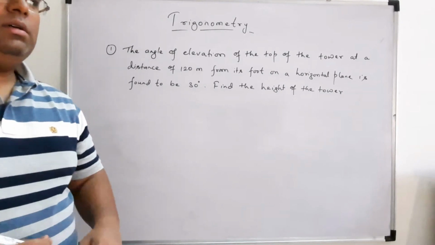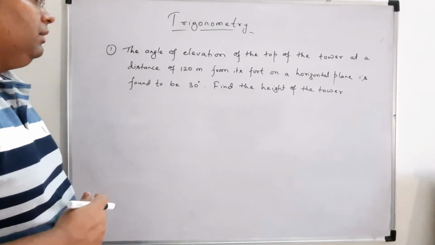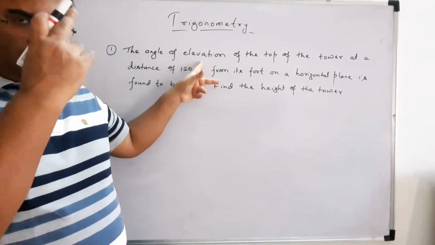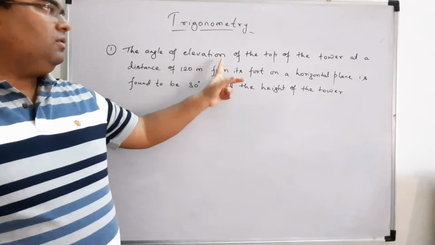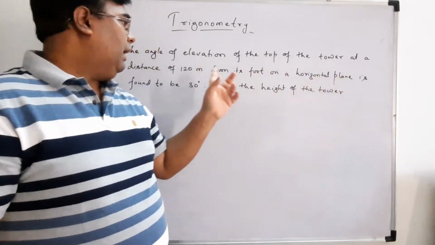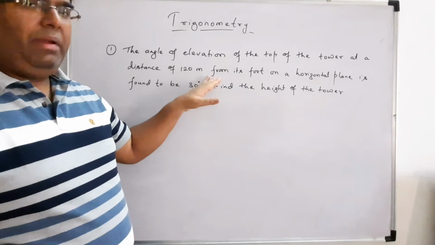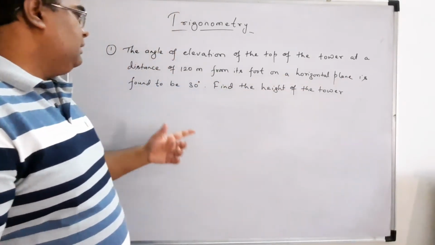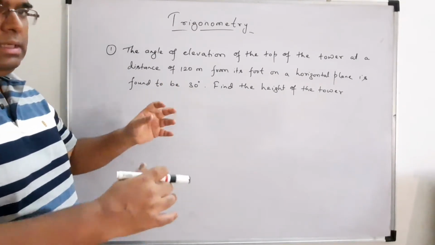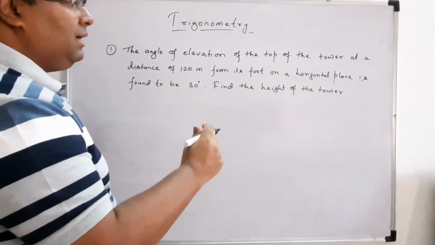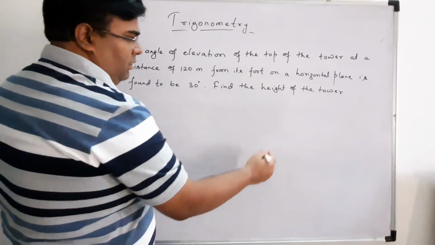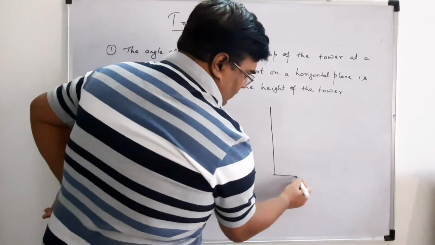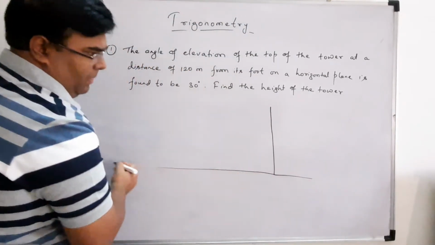Let us start with a simple example. The question is: the angle of elevation, and here elevation means you are looking up, the angle of elevation of the top of the tower at a distance of 120 meter from its foot on a horizontal plane is found to be 30 degrees. Let us understand what the question is. There is a tower, let us draw it, and this is my ground level.